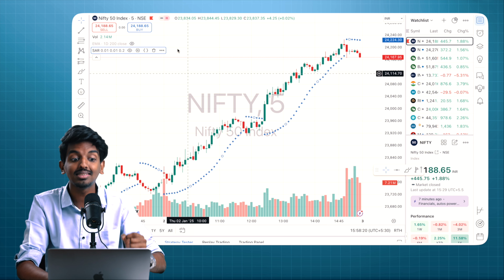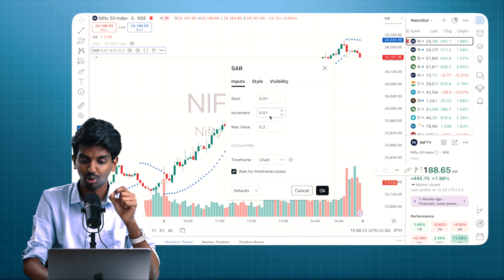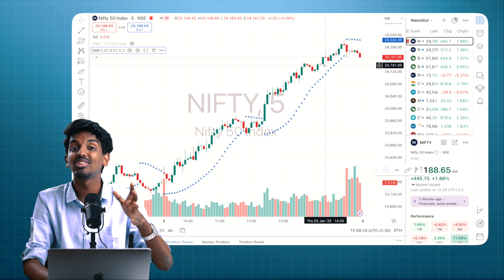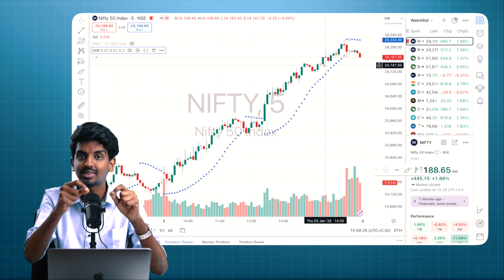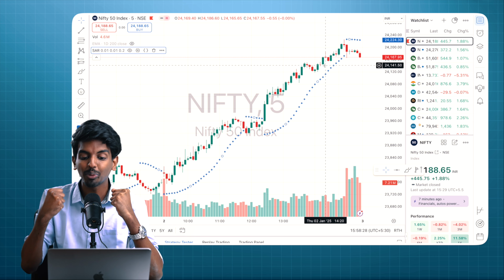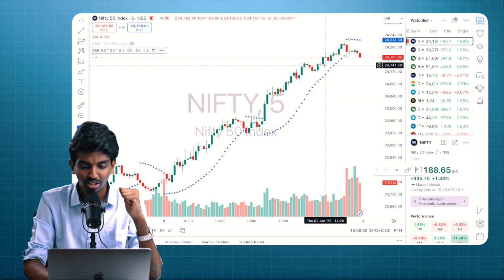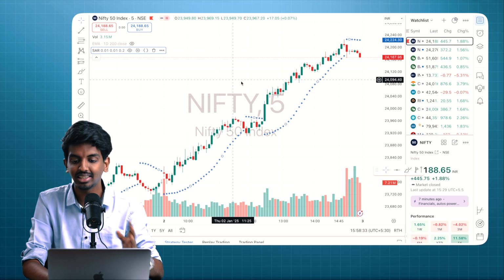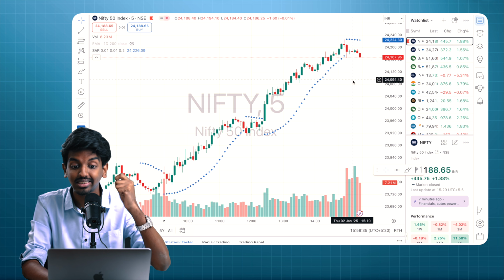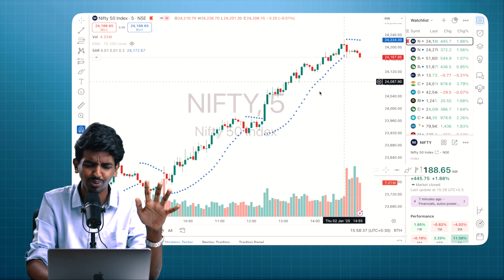We have decreased the acceleration factor, which is here called increment, so that it is more stable, because stocks by themselves are more volatile. So we want parabolic SAR to be more stable. So I've come here and made the change. You can see that this is how the chart looks. And it is very clear here.